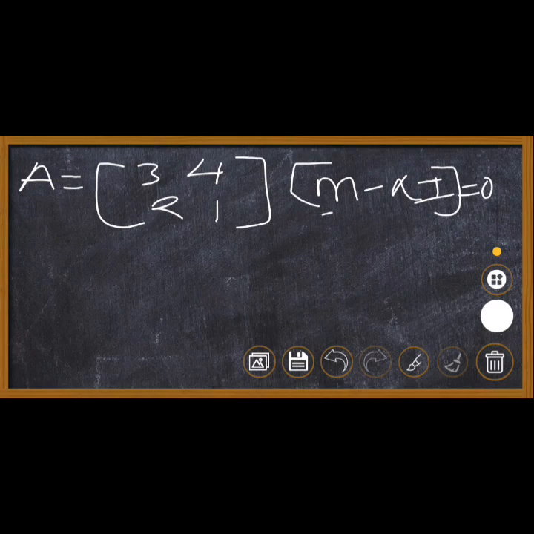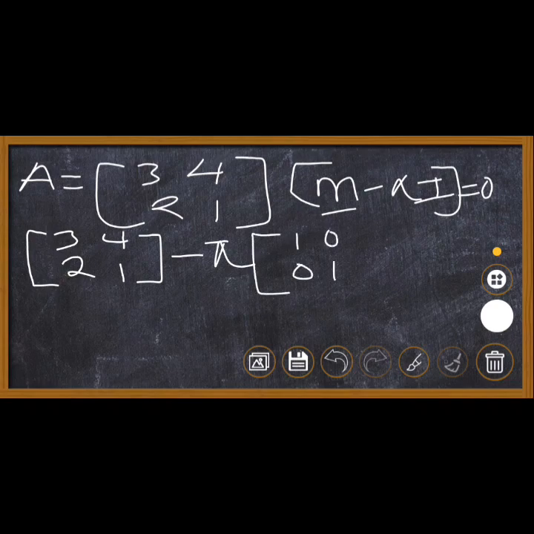So our matrix in this case will be what? Okay, will be 3, 2, 4, and 1. Then we subtract what? Pi. Okay, then here we have 1, 0, 0, 1. All of these equal to what? Equal to 0. So in this case, we can multiply this pi throughout in here. Okay, let's see what we've got. So here we have 3, 2, 4, 1.